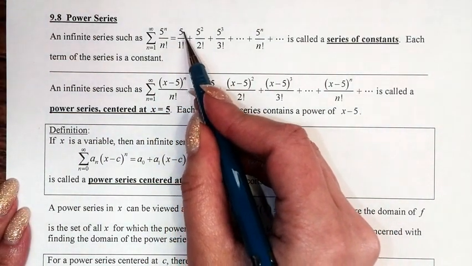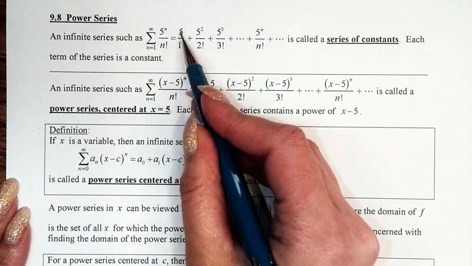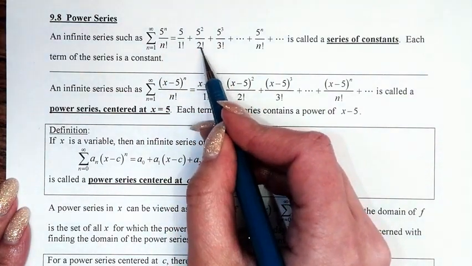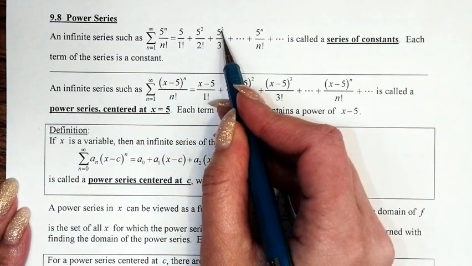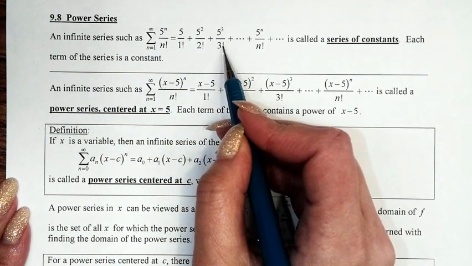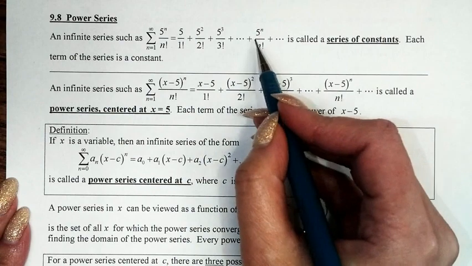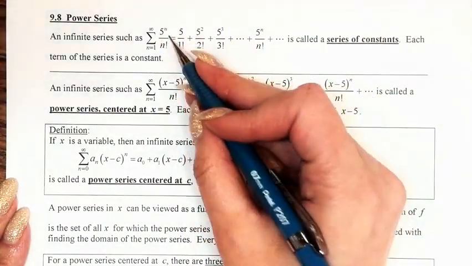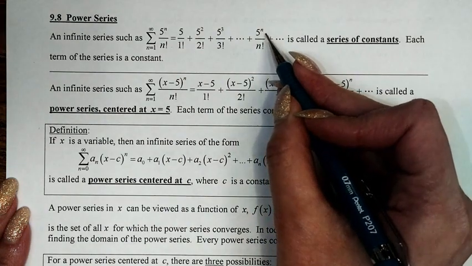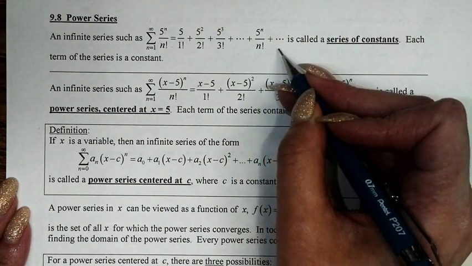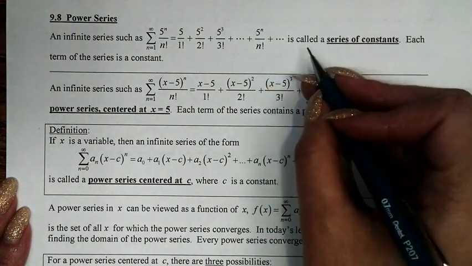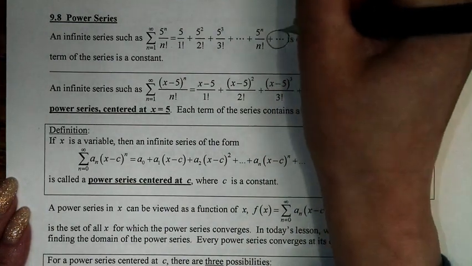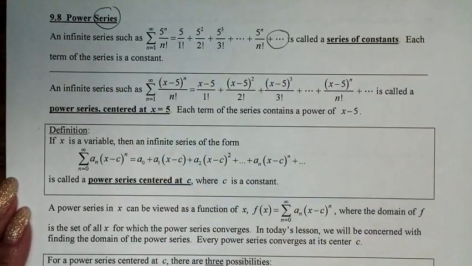If you expand this, the first term is going to be 5 divided by 1 factorial. Then when you plug in the 2, you have plus 5 to the power of 2 divided by 2 factorial, plus 5 to the power 3 divided by 3 factorial, plus dot dot dot. When you replace the value of n, you are going to have 5 to the power of n divided by n factorial plus dot dot dot. So this is called a series of constants. The dots mean that you have a series.